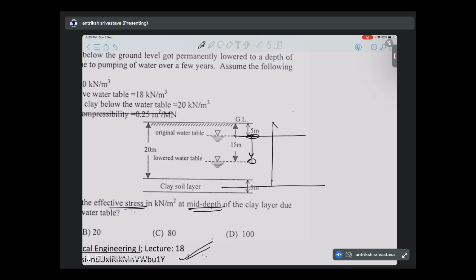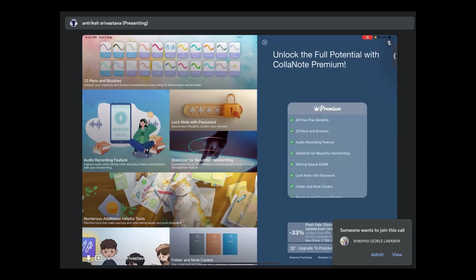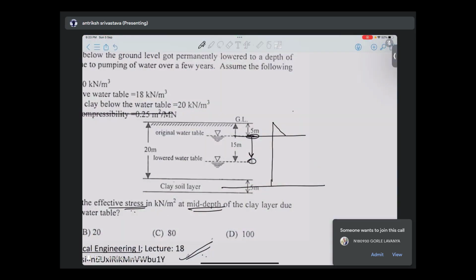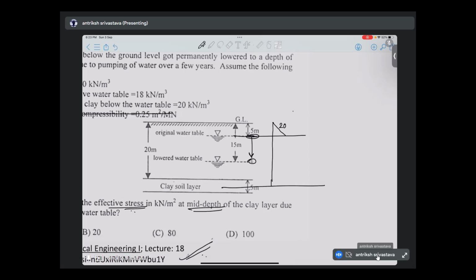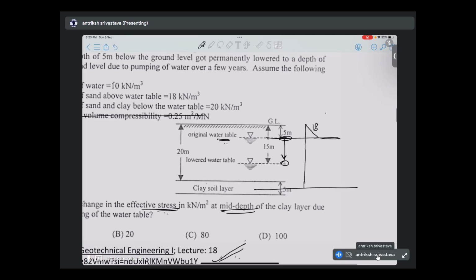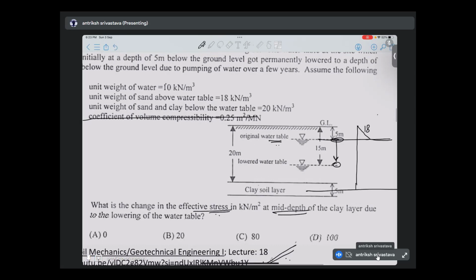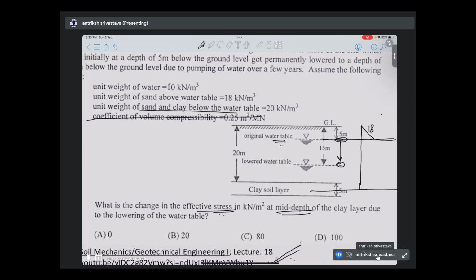So this will be one slope of the triangle, which will be given by the density of the soil, that is 20. This is the slope here. Sorry, density of the soil above the water table, right? So it will be 18. Now here, in the original case, the water table was at this location. So we have to now use the density or the unit weight of soil and clay below the water table.